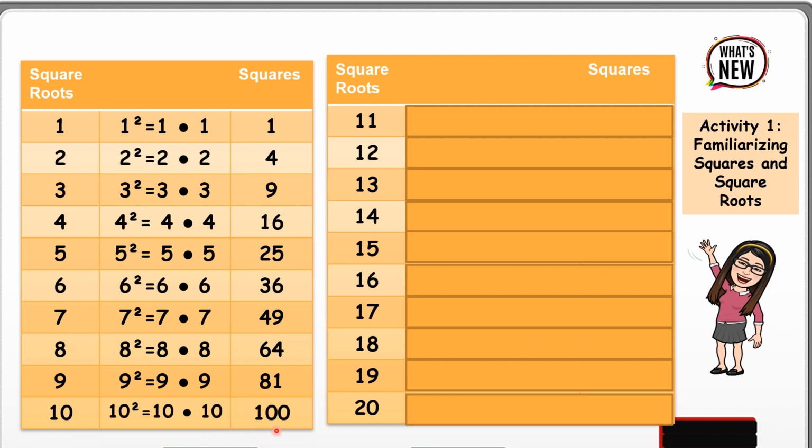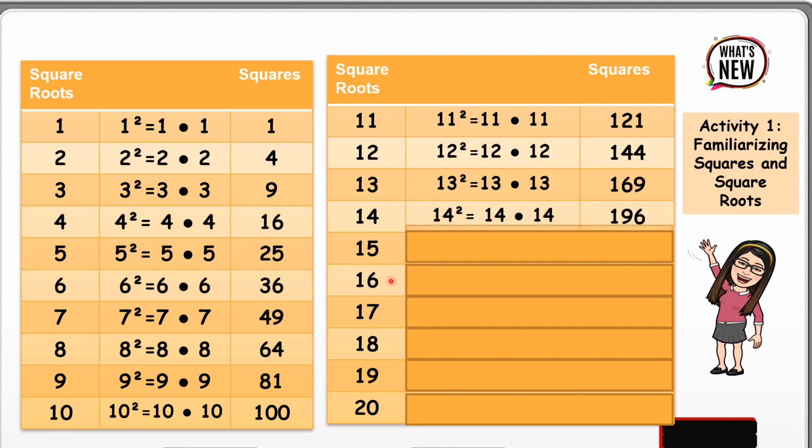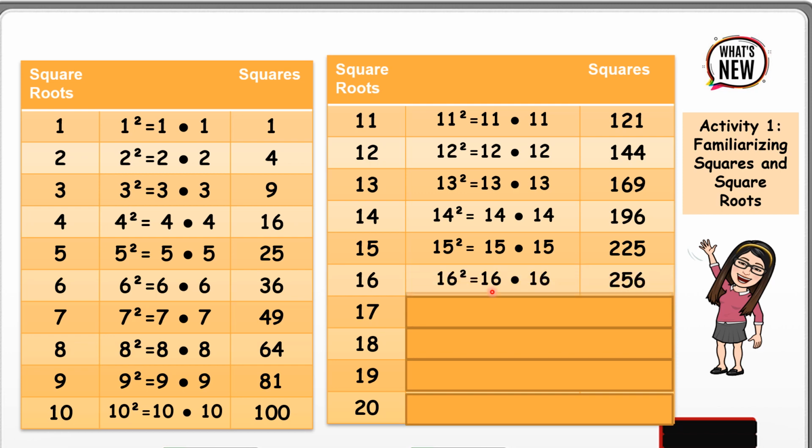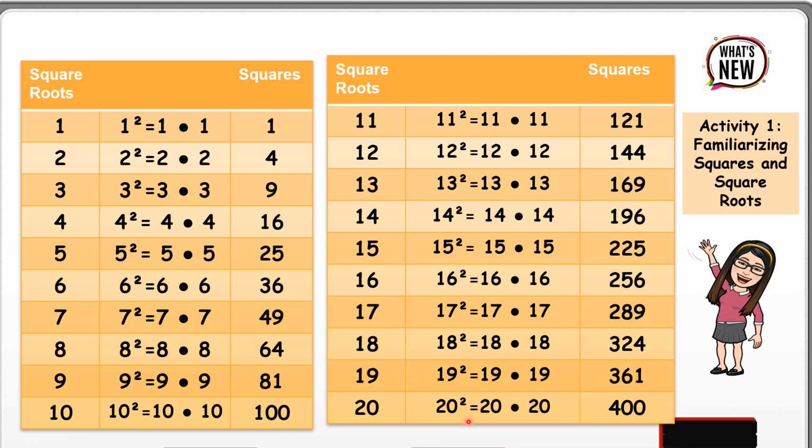10 squared, 10 times 10, 100. 11 squared, 11 times 11, 121. 12 squared, 12 times 12, 144. 13 squared, 13 times 13, 169. 14 squared, 14 times 14, 196. 15 squared, 15 times 15, 225. 16 squared, 16 times 16, 256. 17 squared, 17 times 17, 289. 18 squared, 18 times 18, 324. 19 squared, 19 times 19, 361. 20 squared, 20 times 20 equals 400.